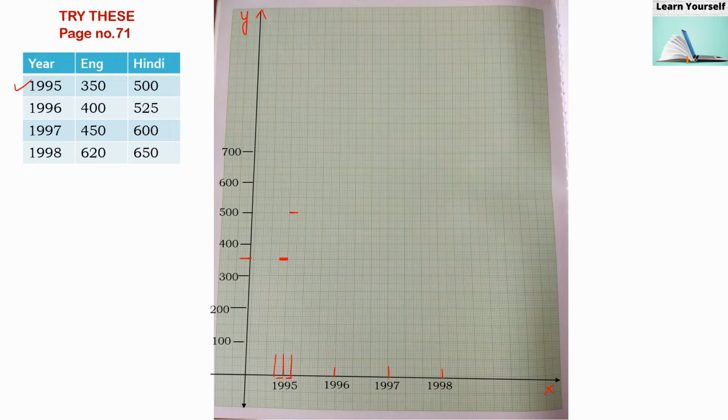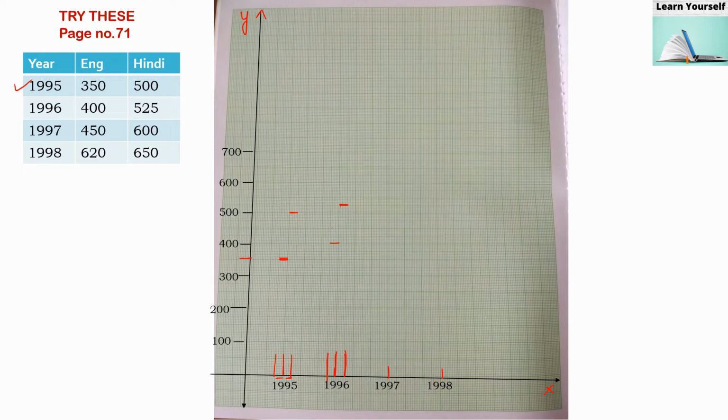Similarly for 1996, 400 for English. So these two lines I am taking for the bar graph. This I am going to take for English and this I am going to take for Hindi. So here 400 will be for English and 525. This is going to be 500 and it is going to be 525 over here.